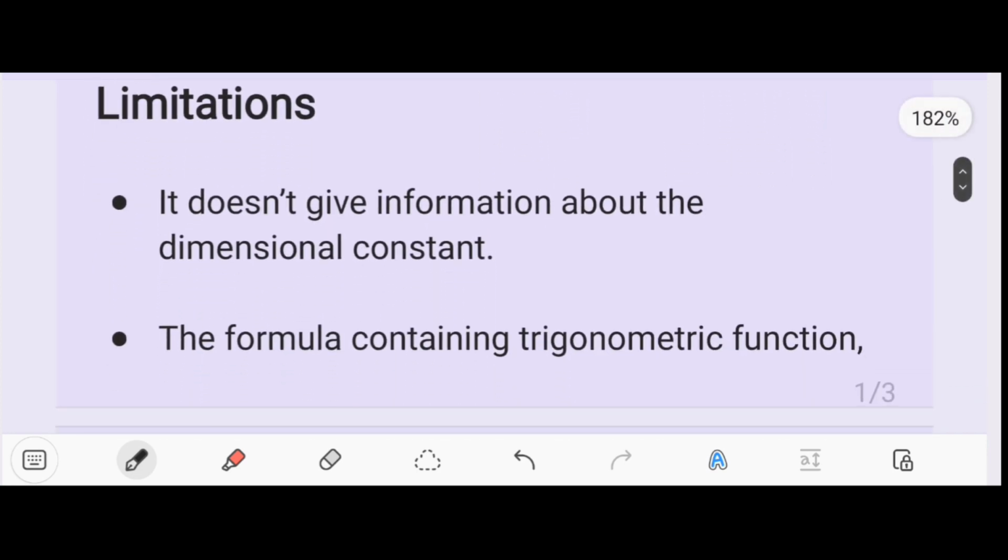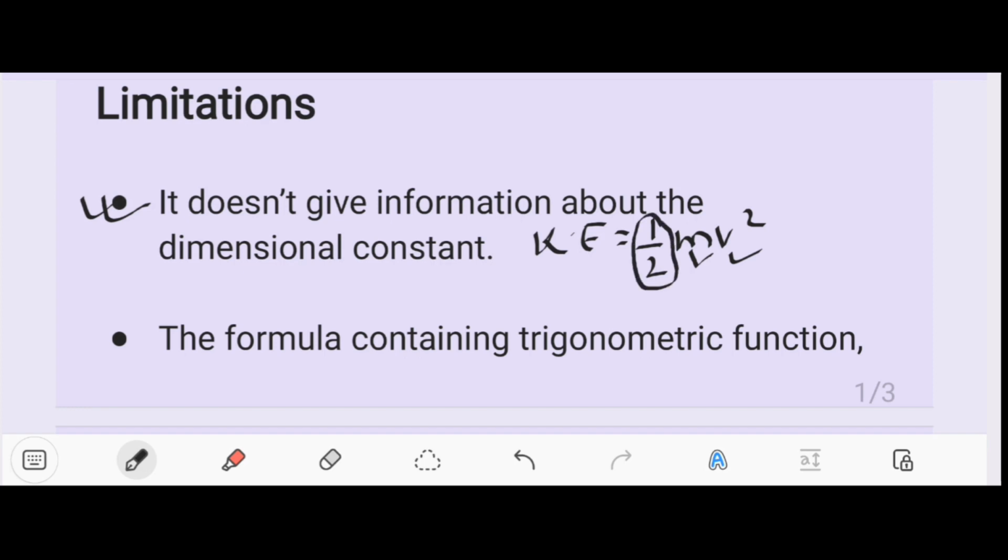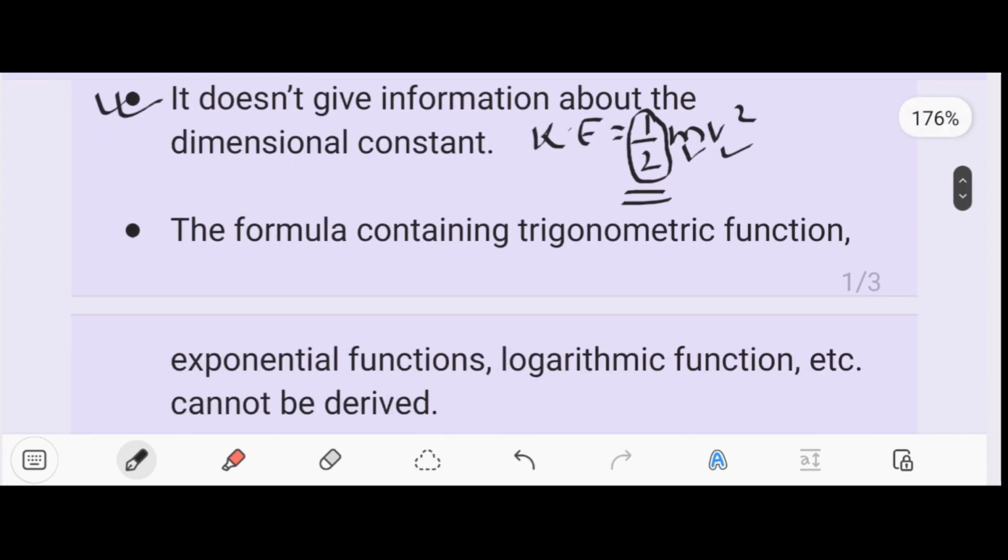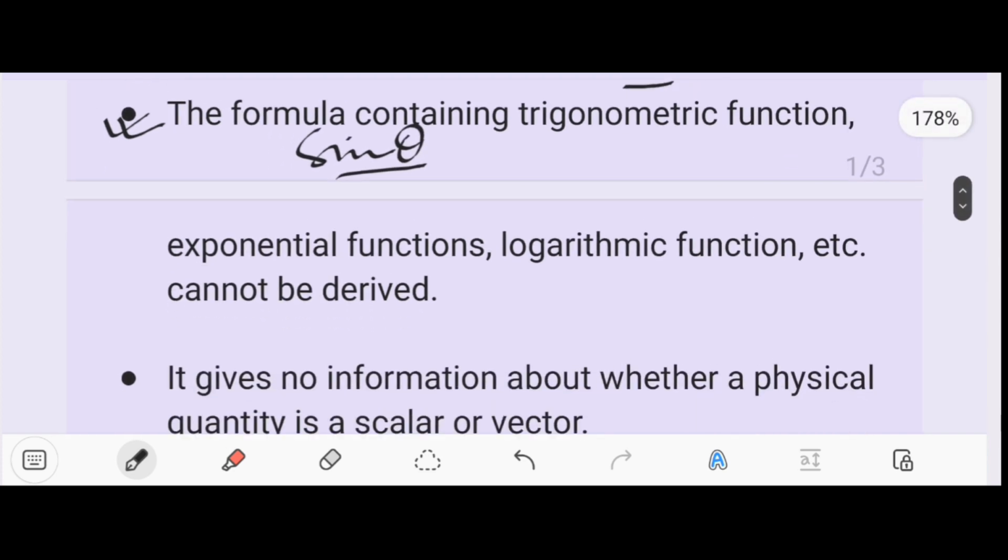The first limitation is that it does not give any information about dimensional constants. For example, in the formula kinetic energy is equal to 1 by 2 mv square, we have the dimensional formula for m and for v, but we don't have the dimensional formula of 1 by 2. So we cannot check the dimensional correctness of the constant with the principle of homogeneity. Also, for formulas containing trigonometric functions like sine theta, cos theta, we don't have any dimensional analysis of theta. The same goes for exponential functions, logarithm functions, and similar things.